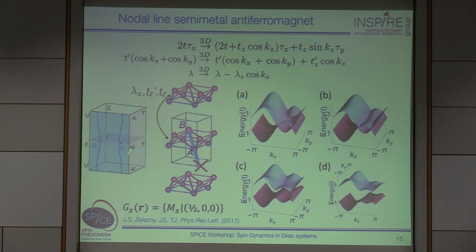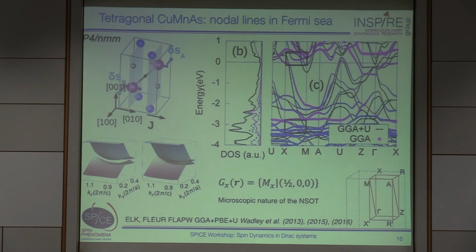And so, for instance, this nodal line corresponds to this situation. Now we came to the point where we want to find real material candidates which we can look at in the experiment. And surprisingly, the copper manganese arsenic, where the spin-orbit torques were first shown, is showing, deep in the Fermi sea, these topological nodal lines, protected exactly by this symmetry. So it's the same physics as in the model.